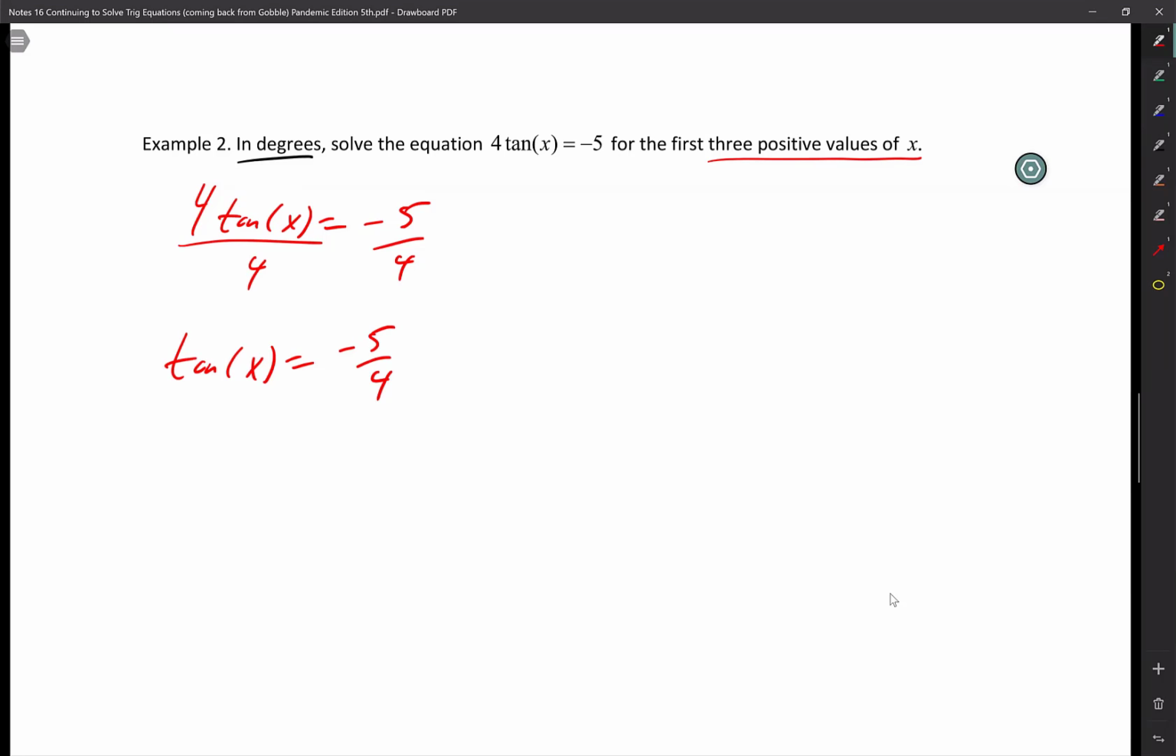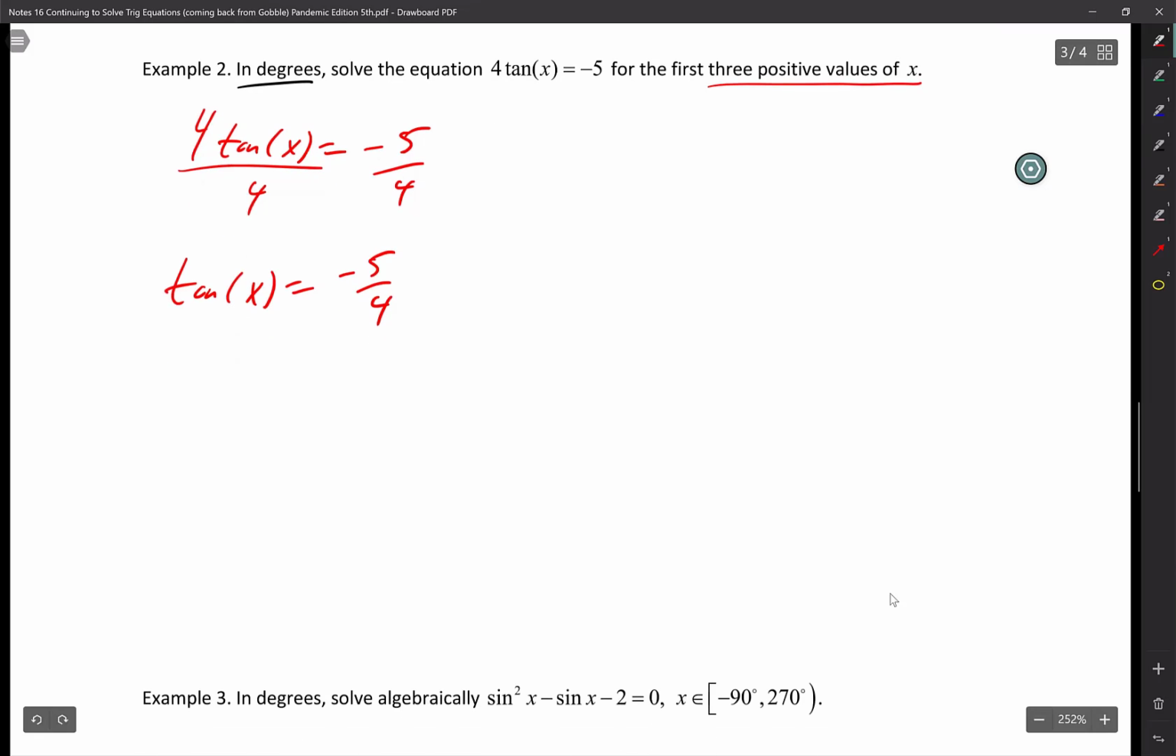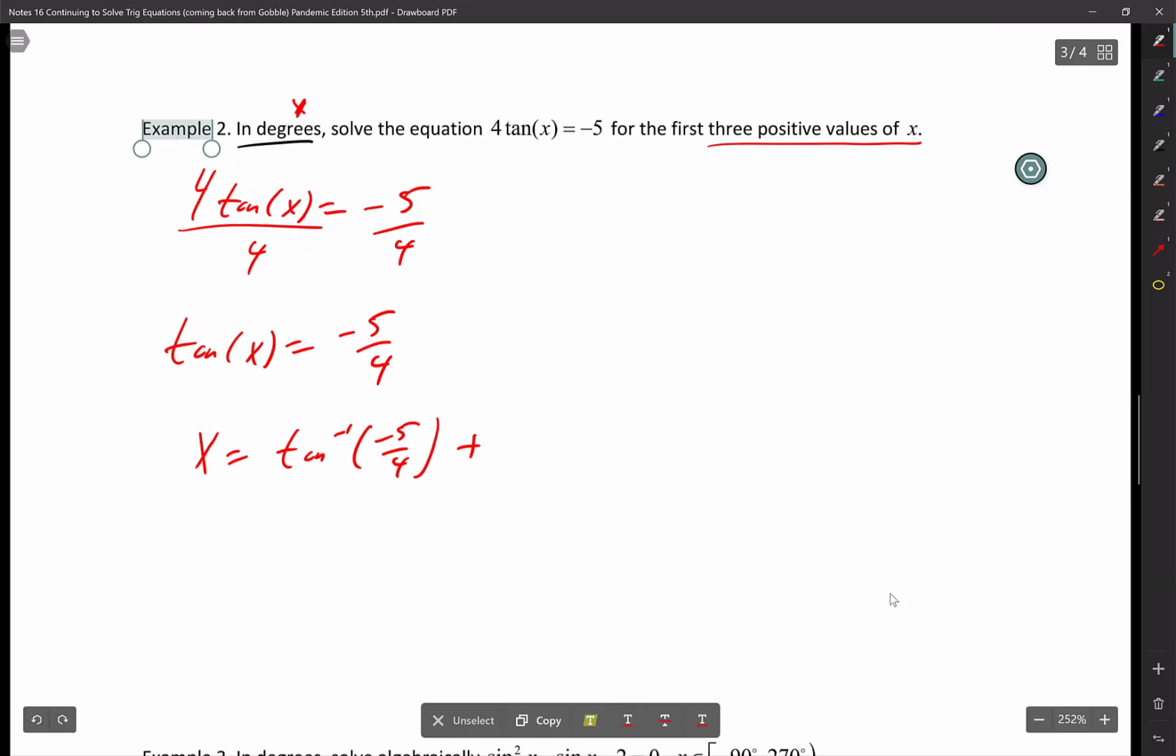And then to get x by itself, I just do what? Arctan. Perfect. That's it. That's all you're doing. Arctan of negative 5/4 plus, don't write plus 2 pi n, don't, because it's not plus 2 pi. It's 1 pi, but we're in degree mode, so it's not even pi's. It's what?